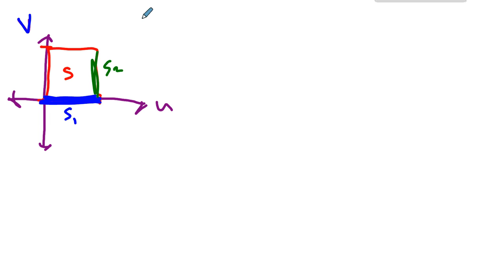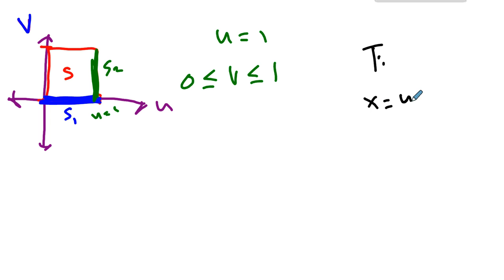Well, S2 has the following property. On S2, U is equal to 1 the whole time, while V spans between 1 and 0. Right? V is your vertical motion here, and U is always equal to 1. Okay, the transformation T, let's not forget what that does. T has the property that X is equal to U squared minus V squared, while Y is equal to 2UV. So that's what we have.